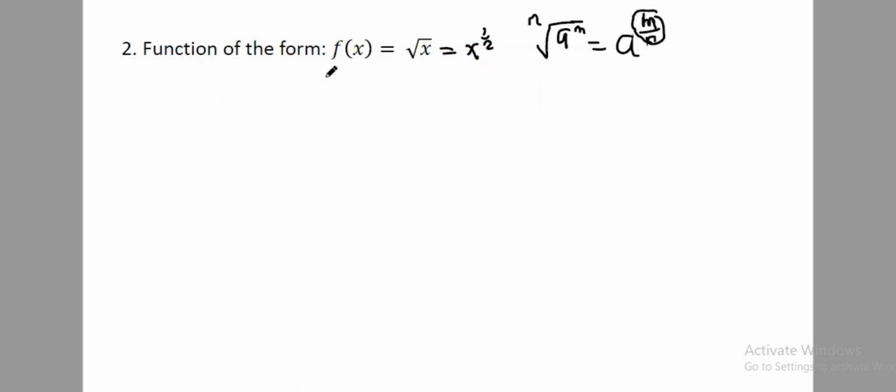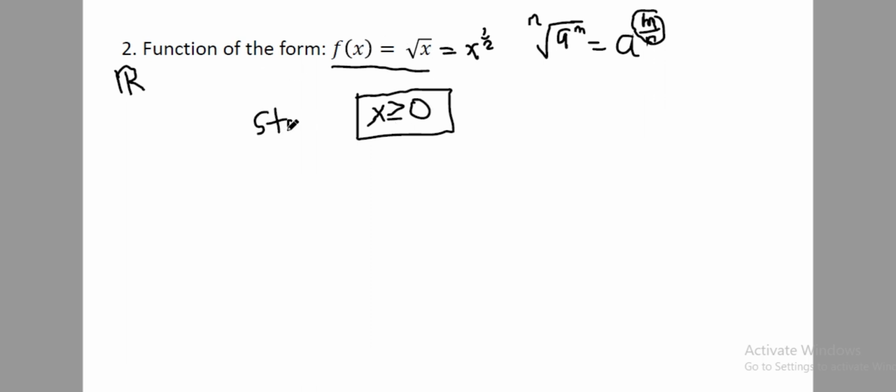Now, how do we find the domain of a function of this form? Of course, since we are on the set of real numbers, not the set of complex numbers, this only has a value if our x is greater than or equal to 0. So most of the solutions, or all of the solutions, in finding the domain of a function of this form start with this. We always start with this.